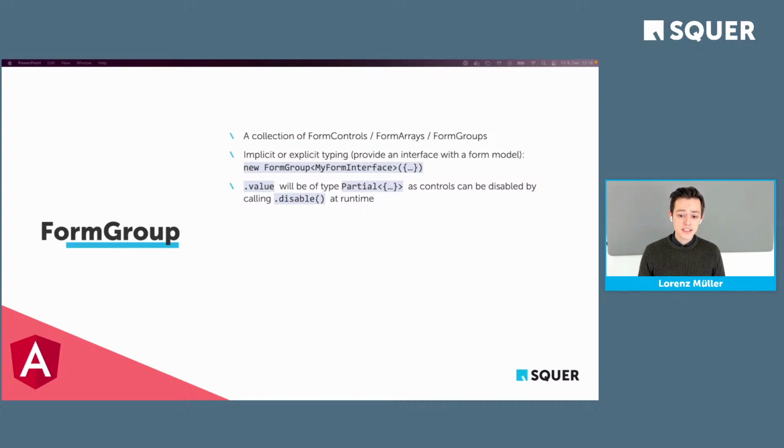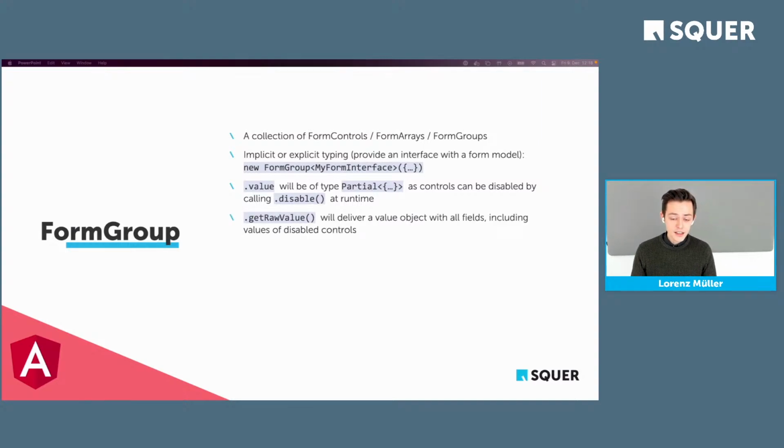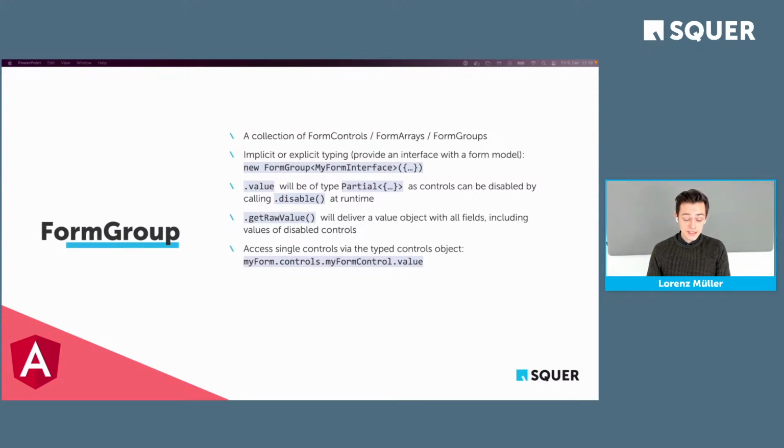Why partial? This is because we can call disable on any controls that will not be taken into the value object. If we want all fields also disabled, we have to use .getRawValue. Now, as we'll see in a minute, we can very, very easily access single controls through the typed controls object.